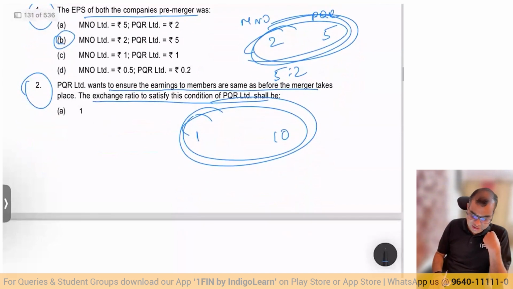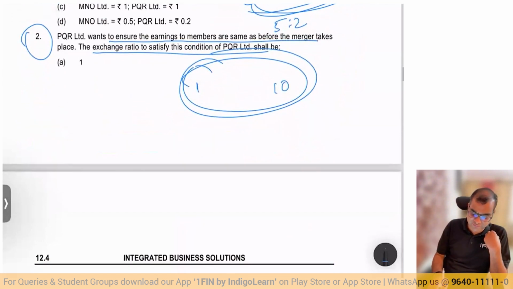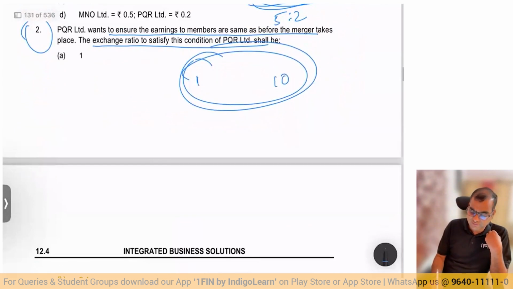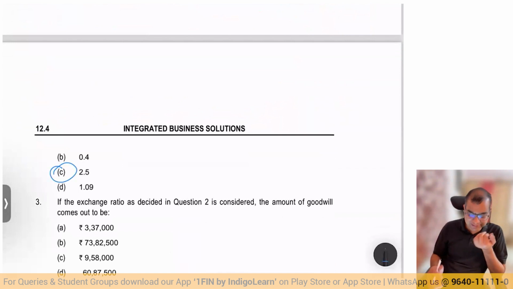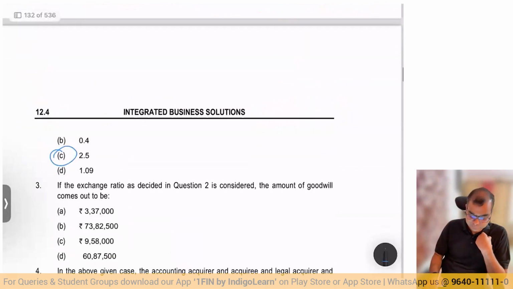Now, what is the question? Exchange ratio required to satisfy this condition. What is it? 5:2. 5:2 is 5 by 2, which is 2.5. The answer is C, 2.5. If they're given ideally in some ratio, it would have been great, but they've not given a ratio form. So we have to give it as 5:2, which is why you should never get confused about what they're saying.